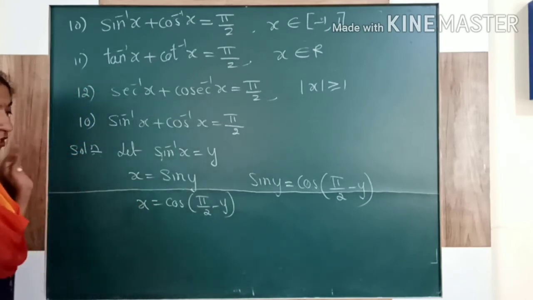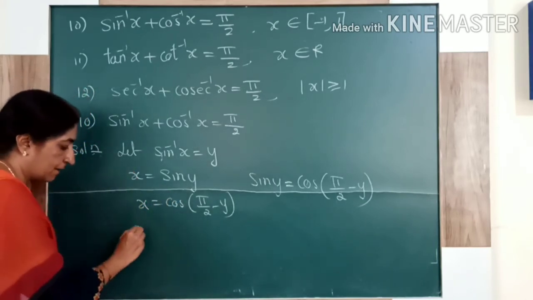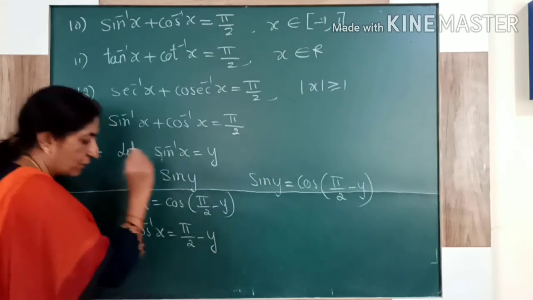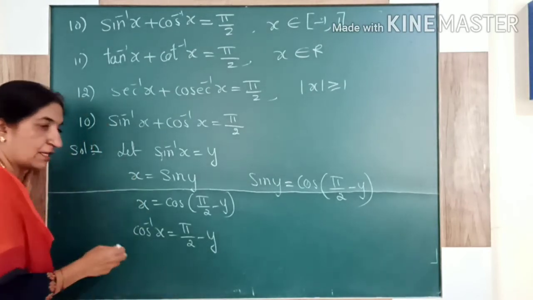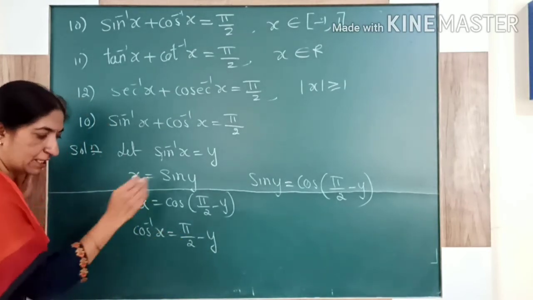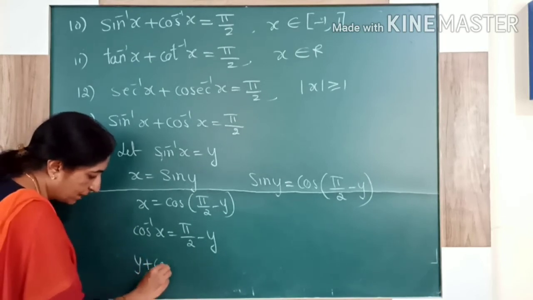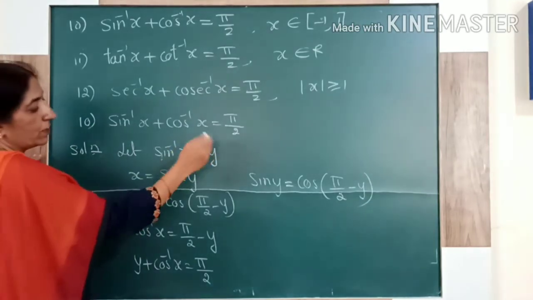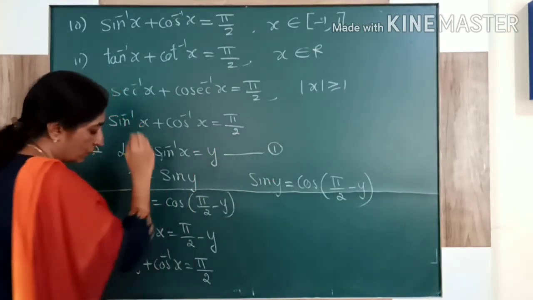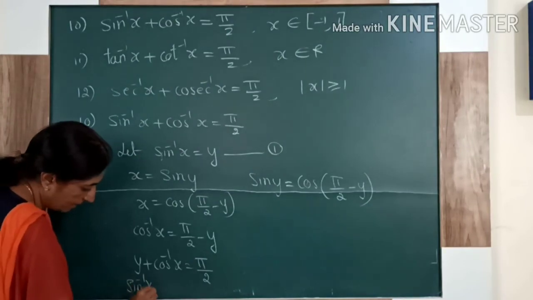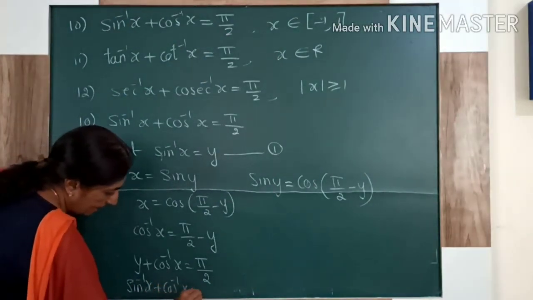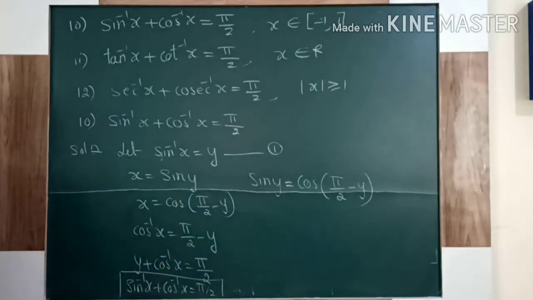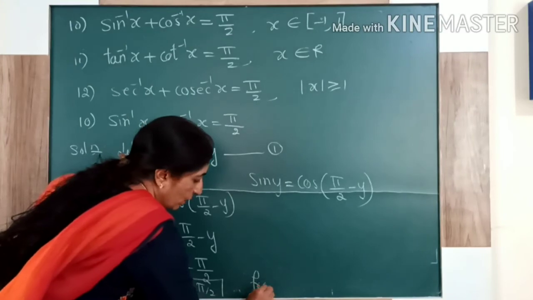X is equal to cos pi by 2 minus y. Now take only the cos part on this side: cos inverse x is equal to pi by 2 minus y. And take minus y on this side. You are familiar: when you take negative values to this side, it becomes plus. y plus cos inverse x is equal to pi by 2. See here, what is y? y is sin inverse x. This is the formula that we are writing from equation 1.